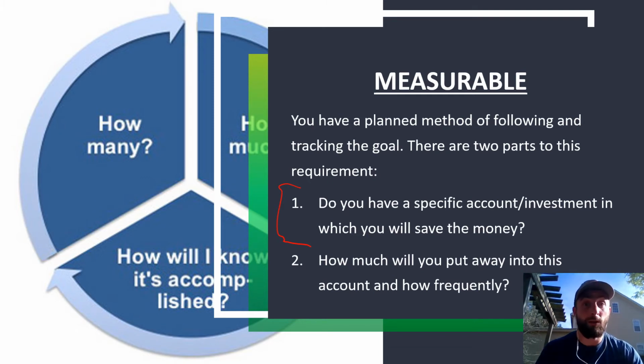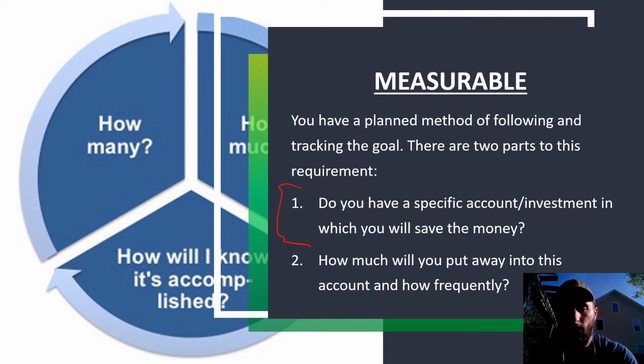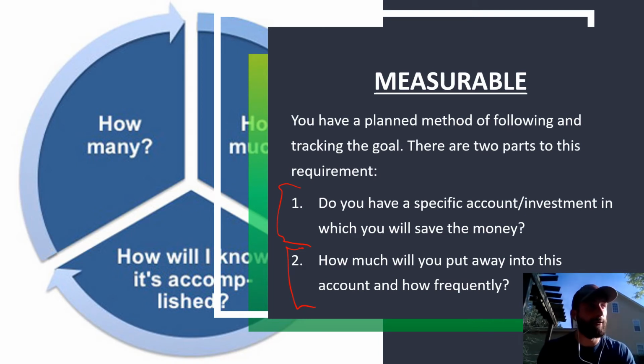One thing you can do is set up a separate account for that goal. Or if you're talking about a long-term thing like your retirement, make sure you have separate retirement investment accounts, which we will discuss in a later time. Also, how much do you want to put away into that account and how frequently do you want to do that? Set a plan for yourself. Make a plan such as I will save $100 a month to meet this goal.